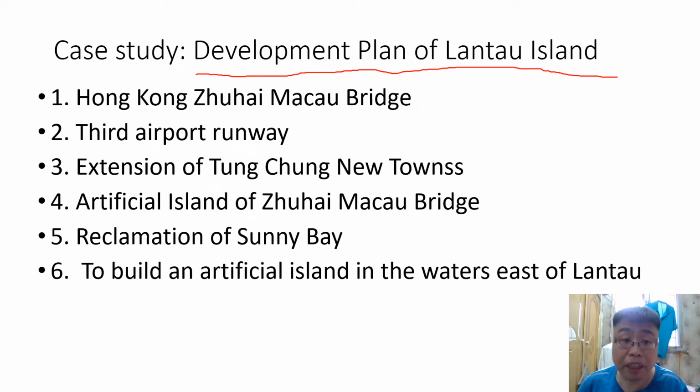And the 3rd project is the extension of Tung Chung New Towns. And the 4th item is the artificial island of Zhuhai Macau Bridge. And the 5th one is the reclamation of Sunny Bay, which obviously serves as an extension of the Hong Kong Disneyland. And the 6th item is to build an artificial island in the water east of Lantau. And this artificial island is designated as the future business area for Hong Kong.